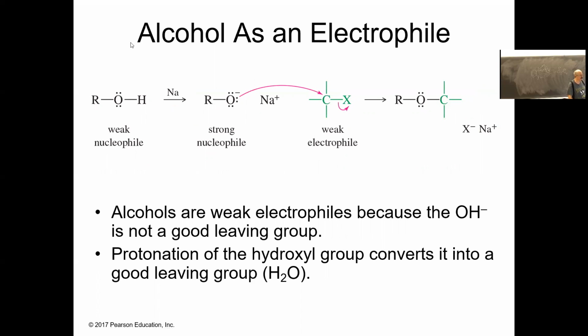This is a reaction we mentioned in the previous chapter. We can convert an alcohol to an alkoxide using sodium or potassium. And that takes it from a weak nucleophile to a strong nucleophile. Then once we've got this alkoxide, we can do an SN2 reaction. Our substrate has to be either primary or methyl, otherwise we get E2 elimination. This gives us an ether.